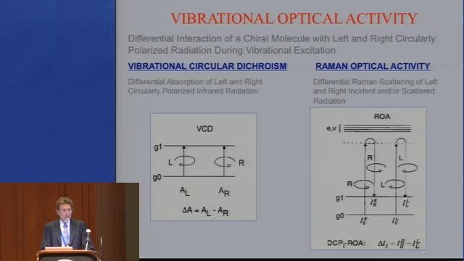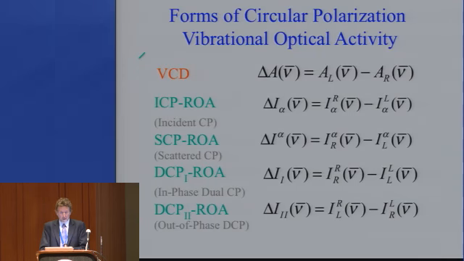And for ROA, you have more freedom, and you can modulate either the incident circularly polarized light or the scattered circularly polarized light, or both. And these are the definitions spelled out in terms of intensities. VCD is left minus right absorbance, and ROA is the other way around. It's right minus left by convention that was started by Laurence and we've all stuck to through today.